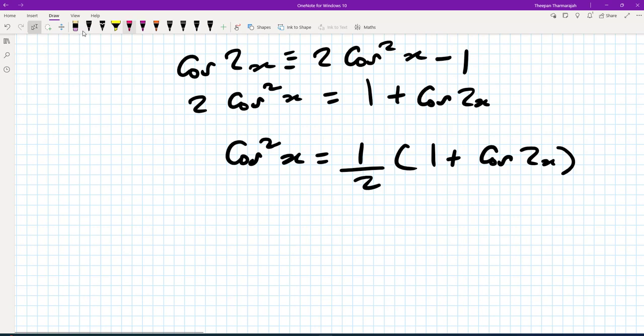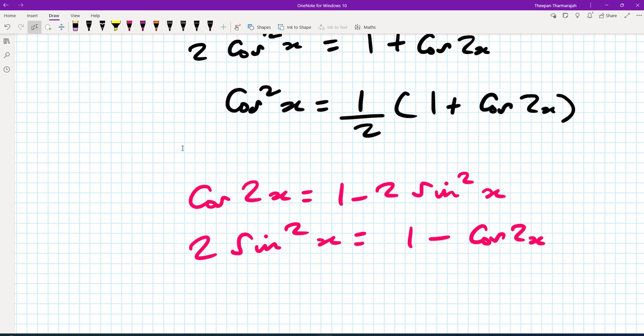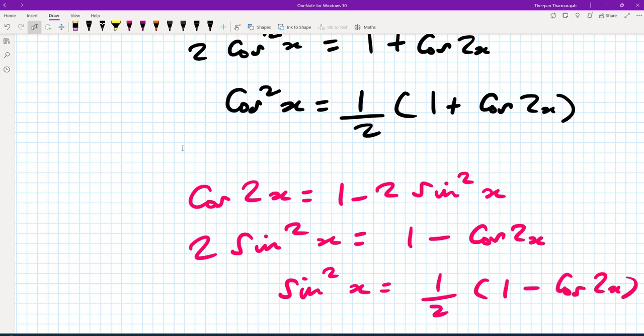So let's do the other one, which is cos 2x is the same as 1 minus 2 sine squared x. So we need to make sine squared x the subject. So that's going to be 2 sine squared x is 1 minus cos 2x, and sine squared x is a half times 1 minus cos 2x. So if you were asked to integrate sine squared x dx, then you would use this half angle formula like so.